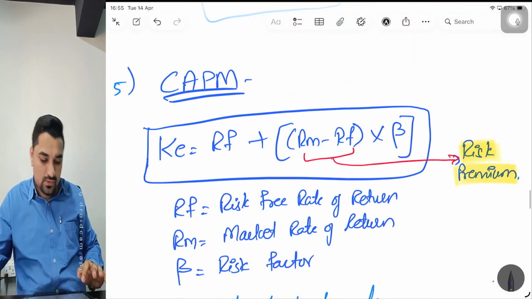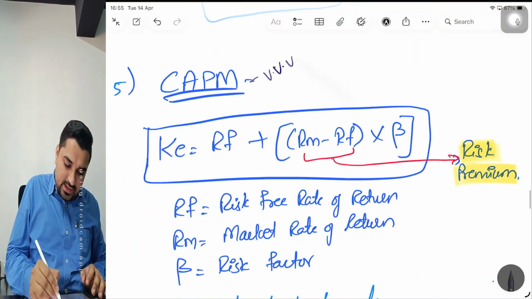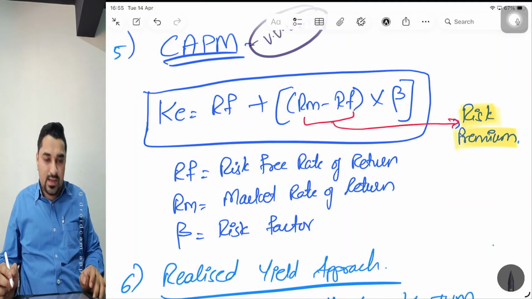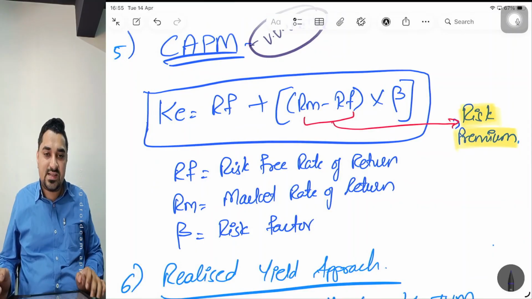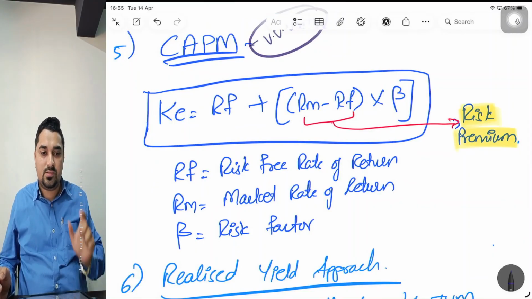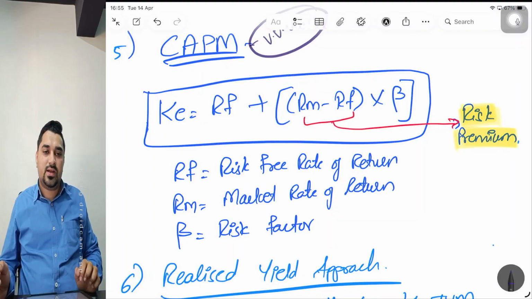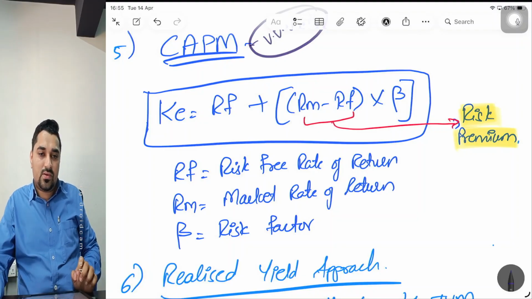Yes. Coming to something very important. Mark this as very important: CAPM. So what is the formula? CAPM, that is, KE equals RF plus (RM minus RF) into beta. So how do you calculate CAPM? K equals RF plus (RM minus RF) into beta.